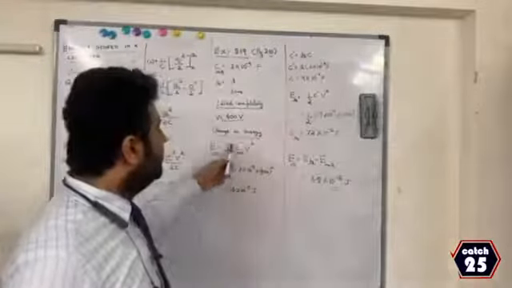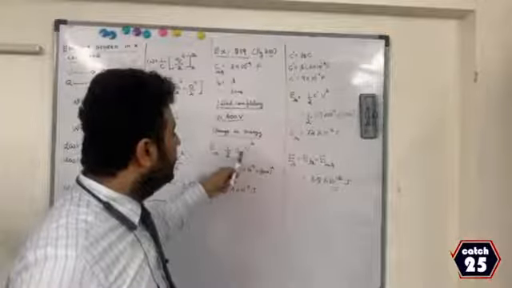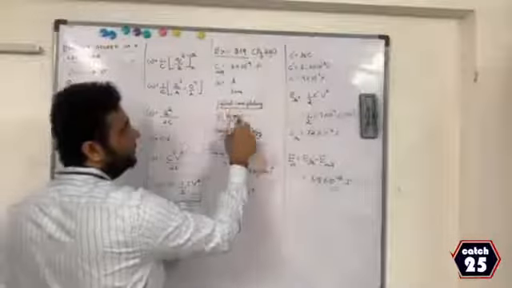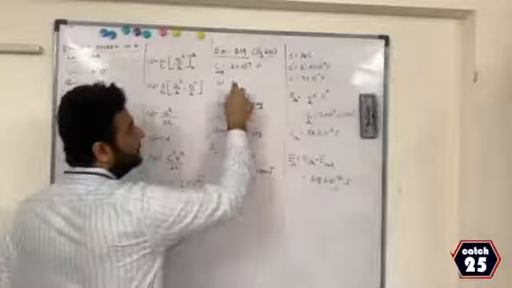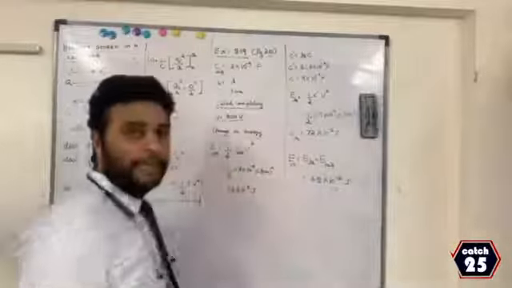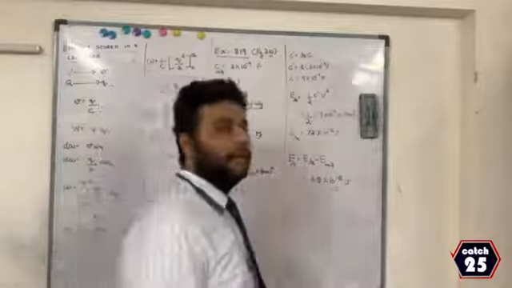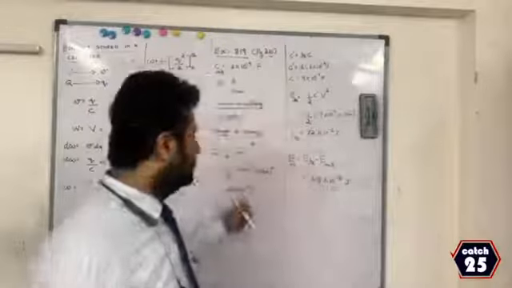The energy of the air capacitor is half CV square, but this time it is the capacitance of air. Half is constant, V is given in the question as 400, and the capacitance of air is 3 into 10 power minus 9. Therefore, I get the energy as 24 into 10 power minus 5 joule.